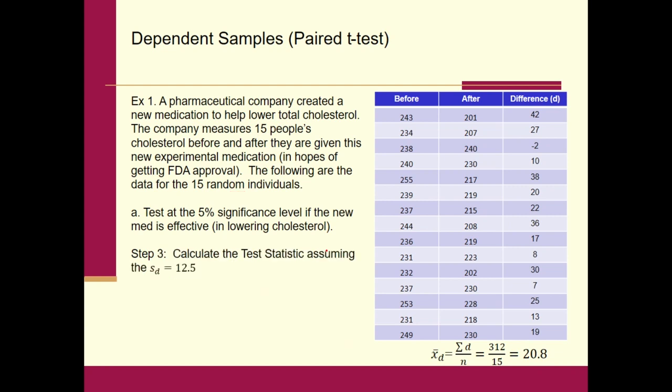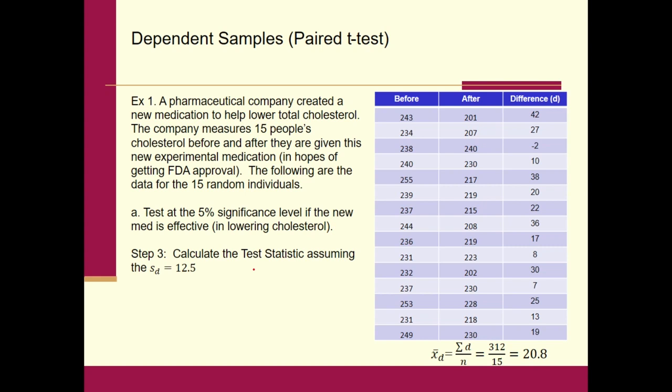Step 3, calculate the test stat, assuming that the standard deviation of the D's is equal to 12.5. Where did that come from? Same formula that we used way back in chapter 2. It's just the standard deviation of these numbers. If you figure out the standard deviation of those numbers, it would have turned out to be 12.5.